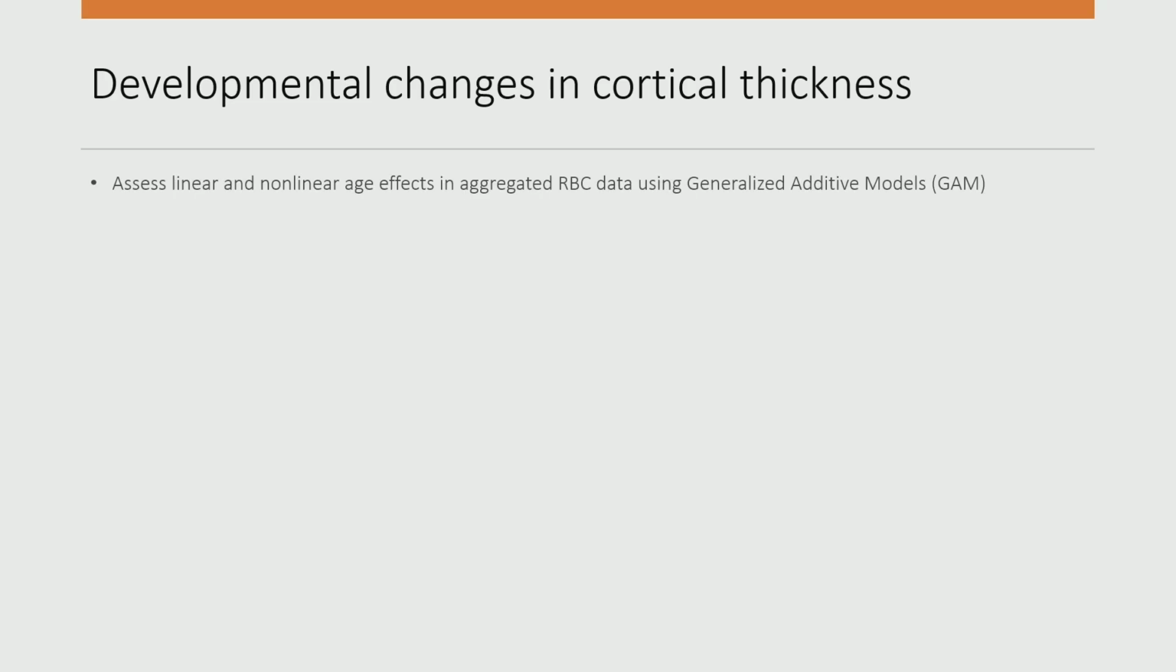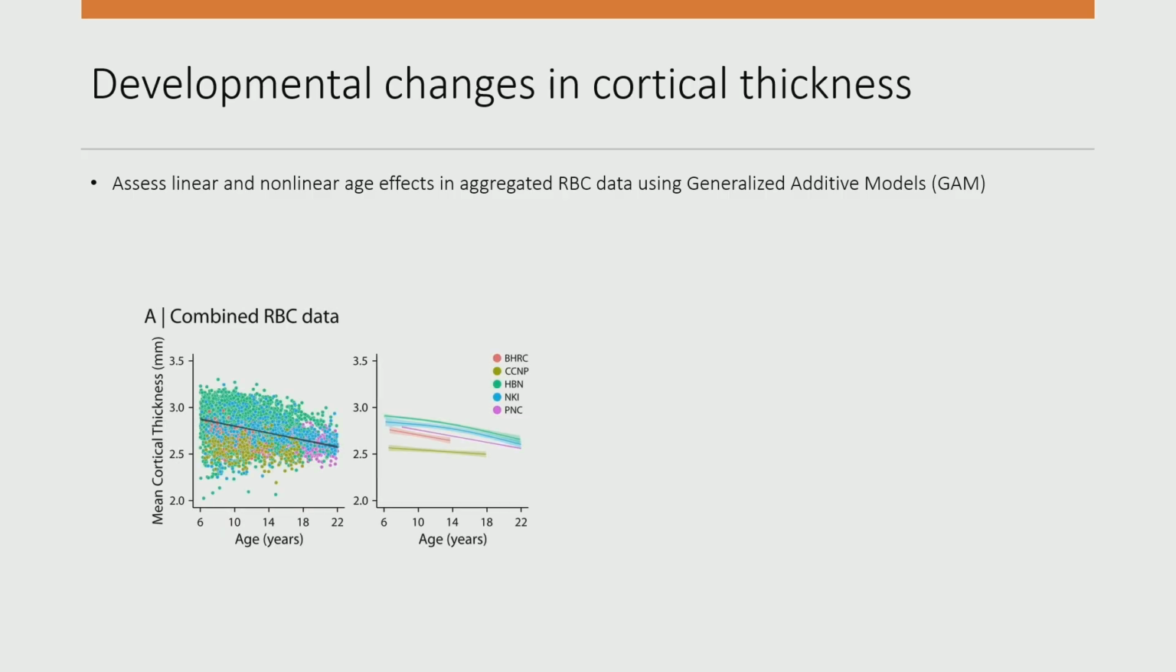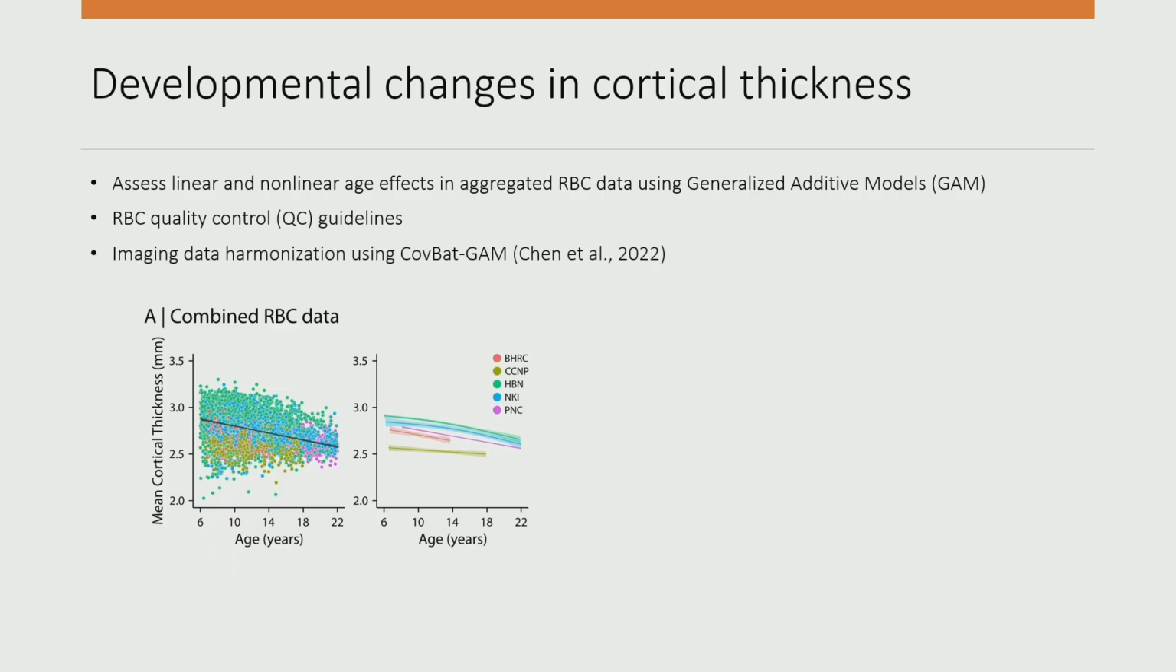So in terms of what we found from the study, we looked at developmental changes in cortical thickness. Golia modeled this with GAMs, generalized additive models with penalized splines. And what we did first is we looked at it pre and post QC and then pre and post harmonization using tools developed by Taki Shinohara in the back there, an awesome tool called CoveBat GAM.